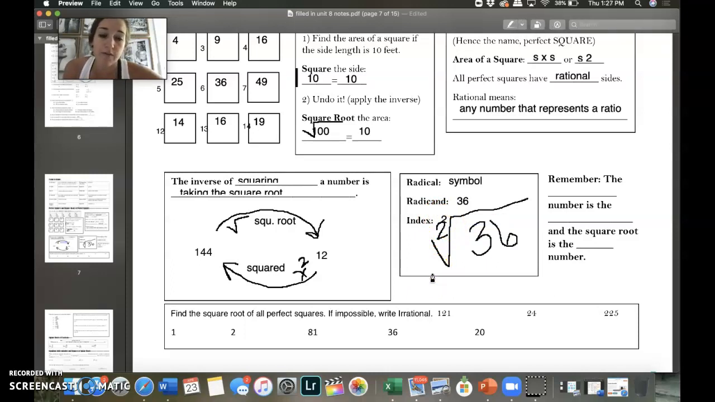If you see an index of 3, that means you're taking the cube root. You're trying to figure out which number multiplied by itself 3 times gave me 36. But here it's just asking me what number multiplied by itself 2 times gives me 36, and that would be 6. All right, so remember the big number is the perfect square, and the square root, think about roots being really skinny and small underground. So the square root is the small number.